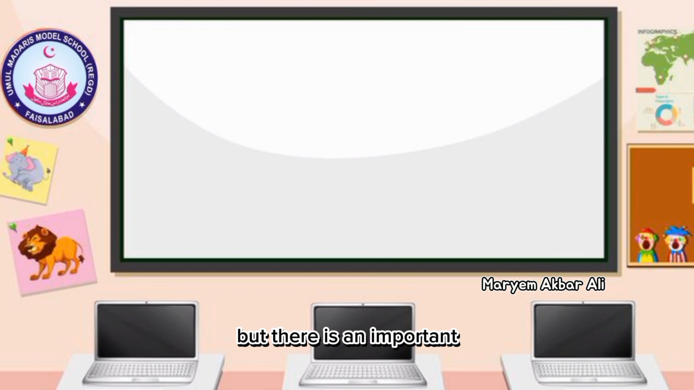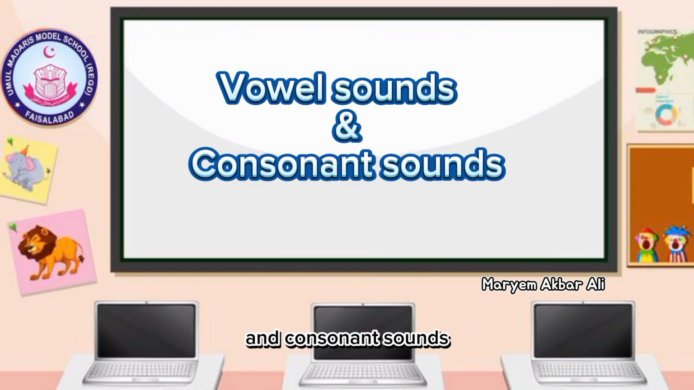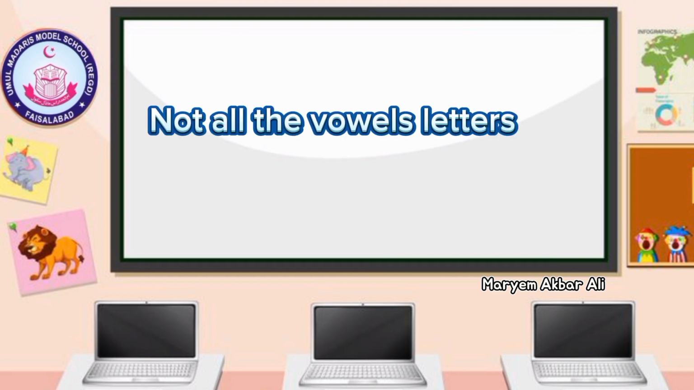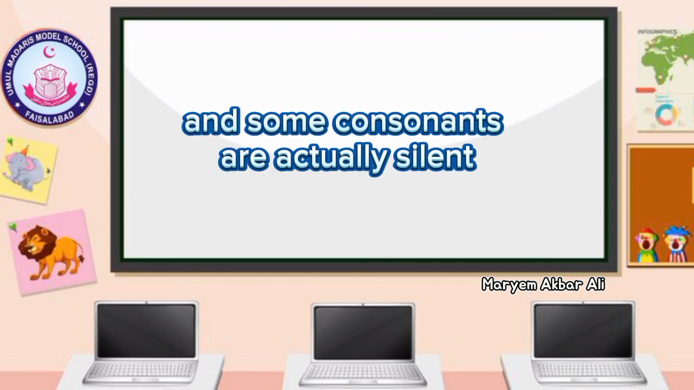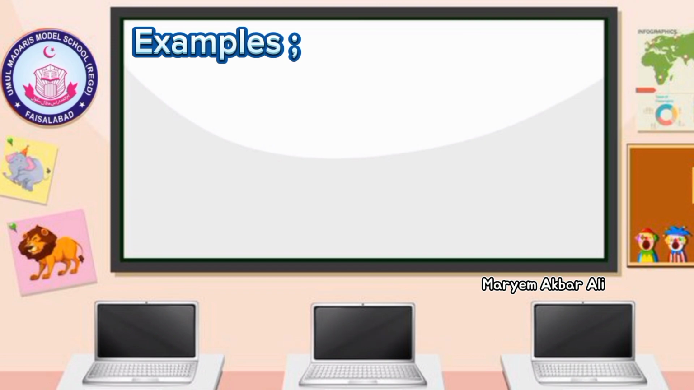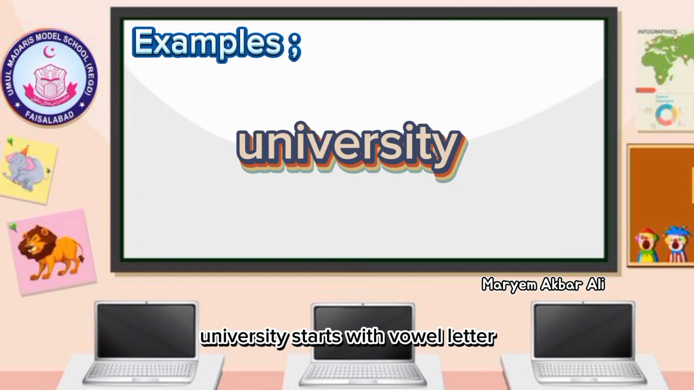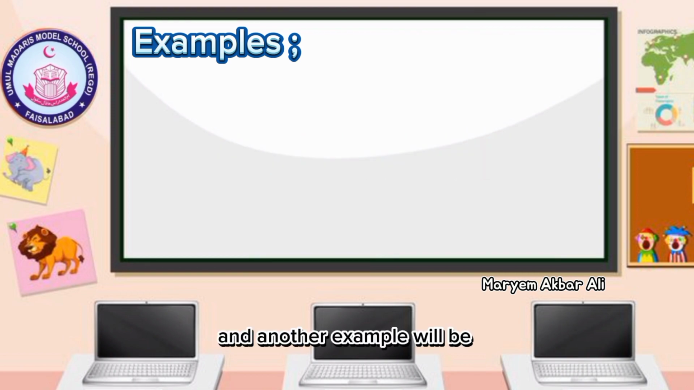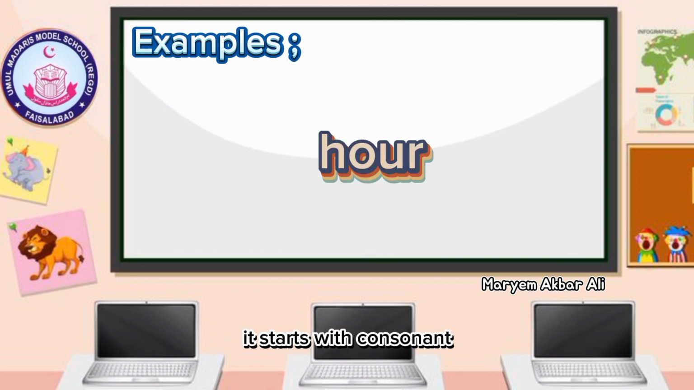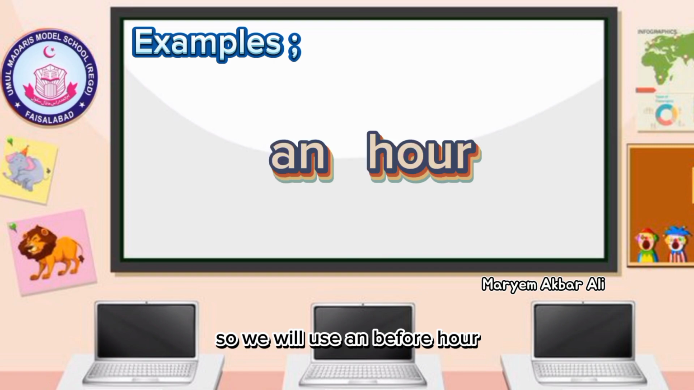But there is an important thing that we need to remember, that we are talking about vowel sounds and consonant sounds, not letters. Not all the vowel letters are pronounced as vowel sounds, and some consonants are actually silent. Let's have some examples. University starts with a vowel letter but not a vowel sound, so we will use a before university. And another example will be R. It starts with a consonant but gives a vowel sound, so we will use an before R.